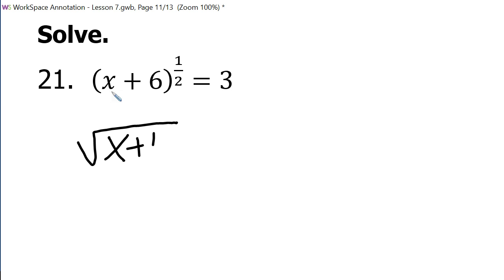What root are we taking? 2nd root. Do I have to put the 2 right here? No. What power do I raise it to? The 1st power. Do I have to put the 1? No. So it's just square root of x plus 6 equals 3.